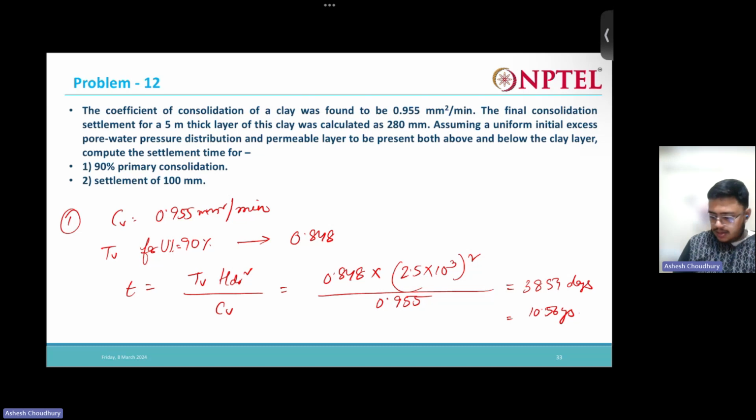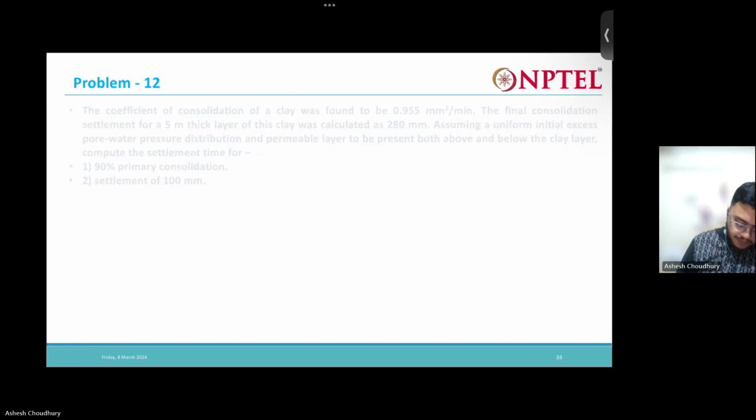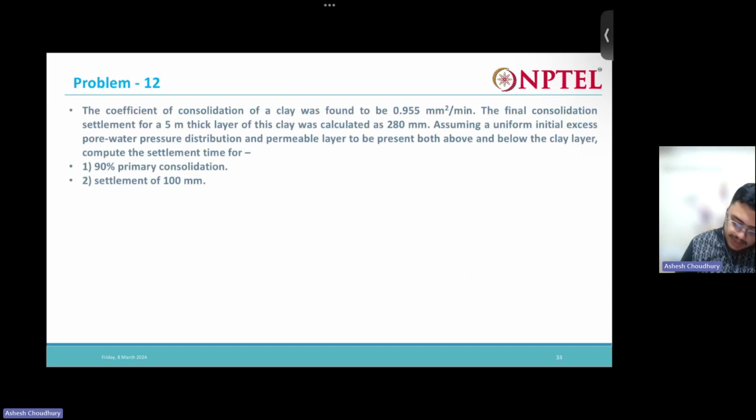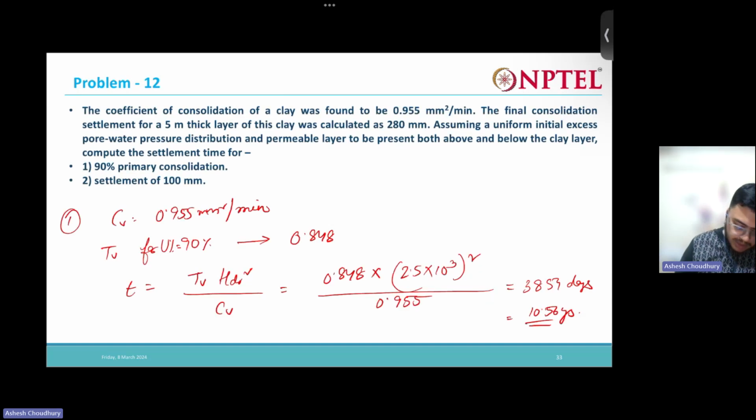Okay, so 10.56 years are required to obtain 90% settlement. So settlement time for 90% of the primary settlement is 10.56 years. So in 10.56 years, 90% of the ultimate settlement will occur. Now, for settlement of 100 mm, how much time is required? Let us find it out. So what is the ultimate settlement? Ultimate settlement was 280 mm.